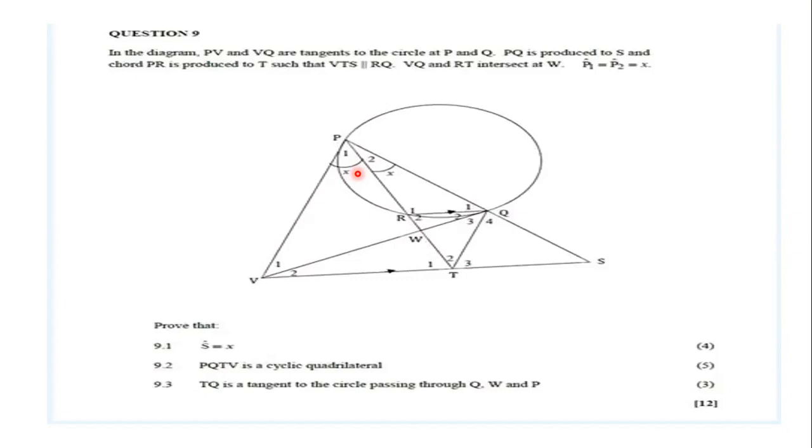So let's start with number 1. Number 9.1, they say prove that angle S is equal to X. And number 9.2, they say prove that PQTV is a cyclic quadrilateral. And also number 9.3, they say TQ is a tangent to the circle passing through Q, W, and P.